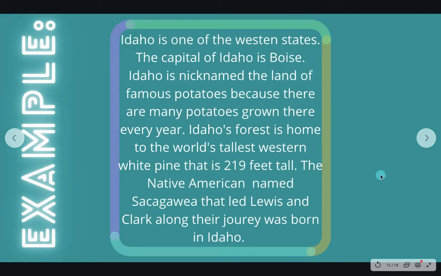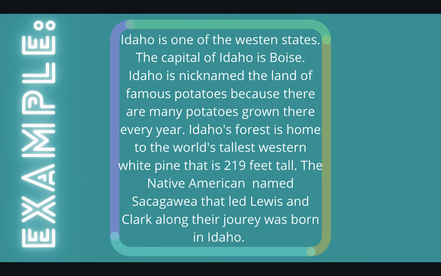So I chose to do the state Idaho. If I was going to write my 5 sentences, I would begin, just like the outline said, with the name of the state. So my first sentence is, Idaho is one of the western states. Okay, there we go. The second sentence is supposed to include the capital of the state. So the capital of Idaho is Boise. Sentence number 2, check. Okay, and then sentences 3 through 5, if you remember, are supposed to include 3 facts.